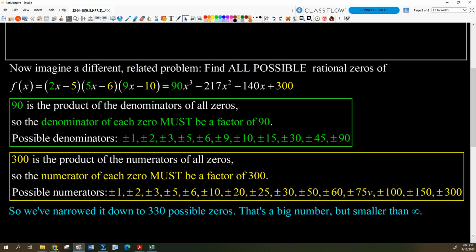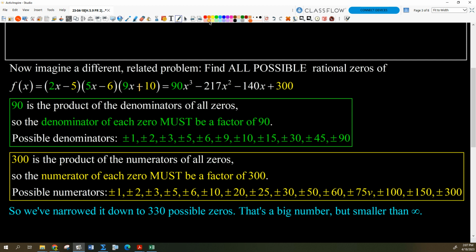How did we get that 90 as our leading coefficient in our polynomial that we built? Well, it came from the product of each of the leading coefficients, didn't it? When we distributed, right? 2 times 5 times 9 gave us 90. How did we get the 300? Well, that came from when we distributed and multiplied through each of the three constants, right? -5 times -6 is 30 times -10. Oh, that's supposed to be a plus, though. Remember, that was supposed to be a plus. So we got 30 times 10 is 300, right?